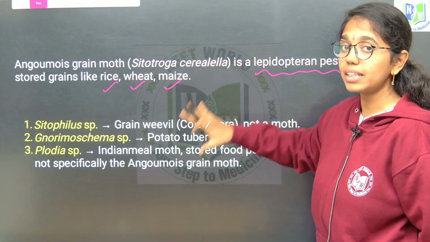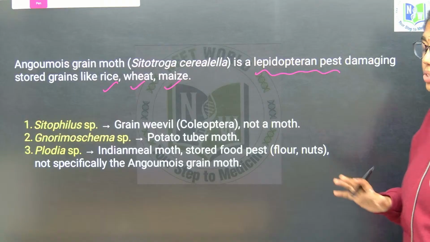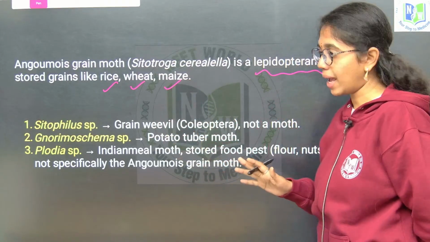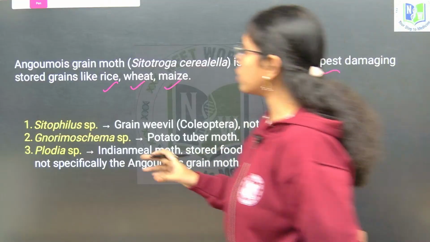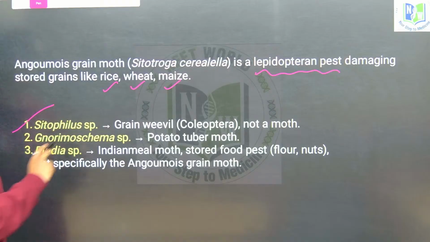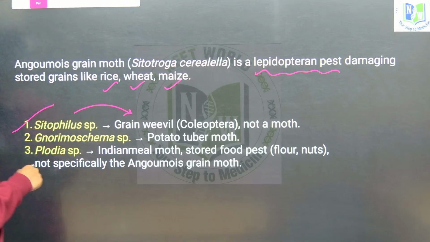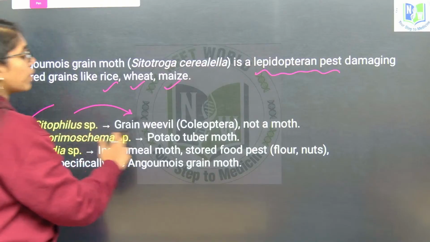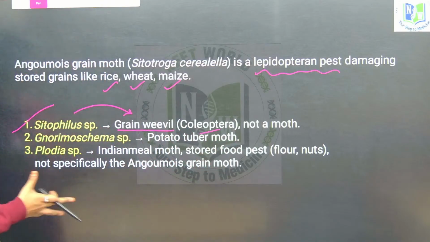How about the other 3 options that are given? Because this question is directly memory based, which is picked from the strategies of food enhancement. If you look into Sitophilus species, commonly called grain weevil, these are Coleoptera members. This is not a moth. Grain weevil is a Coleoptera member.